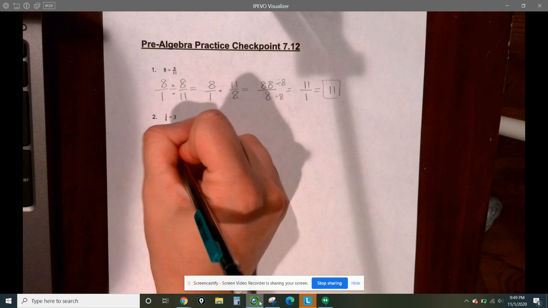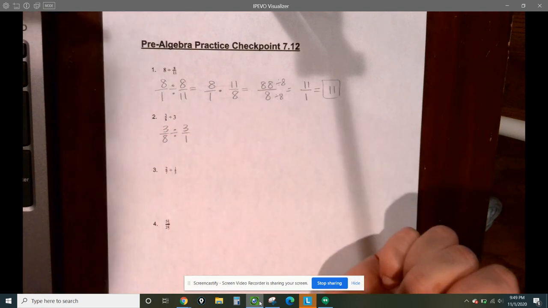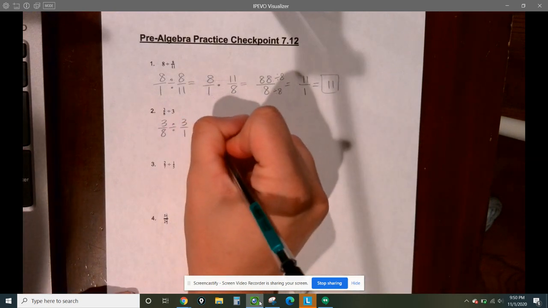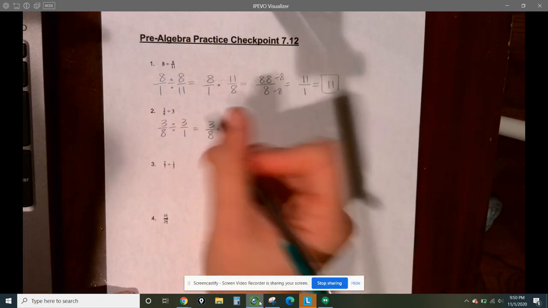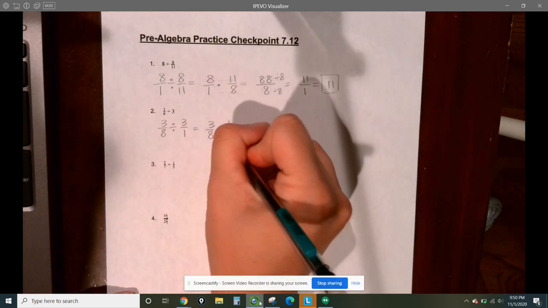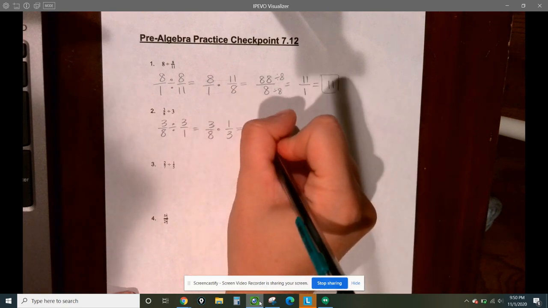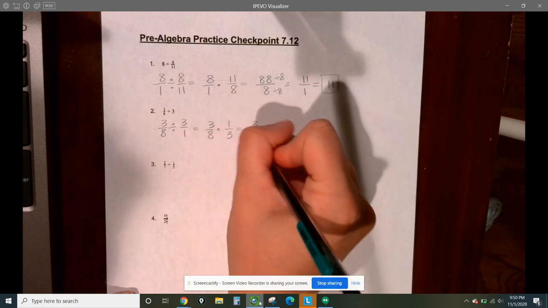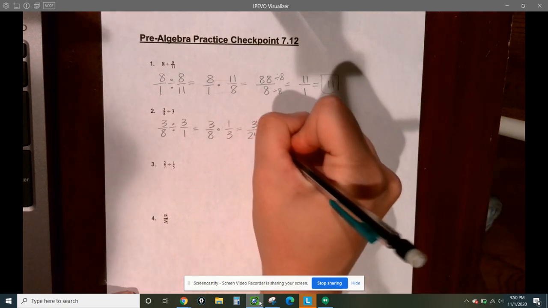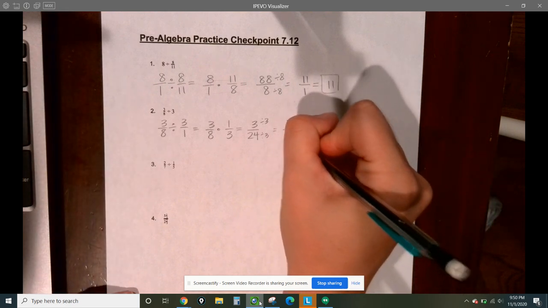Okay, next problem. I have 3/8 divided by 3. I'm going to write 3 as 3 over 1. So when I divide fractions, I keep the first one the same, and I'm going to multiply by the reciprocal. So I'm going to have this be times 1 over 3. So now I can just multiply the tops, which is 3, multiply the bottoms, which is 24, and now I just need to simplify. I can divide by 3 on the top and bottom, so I get 1/8.